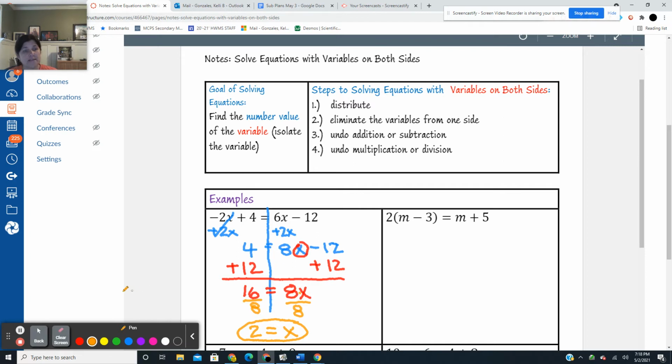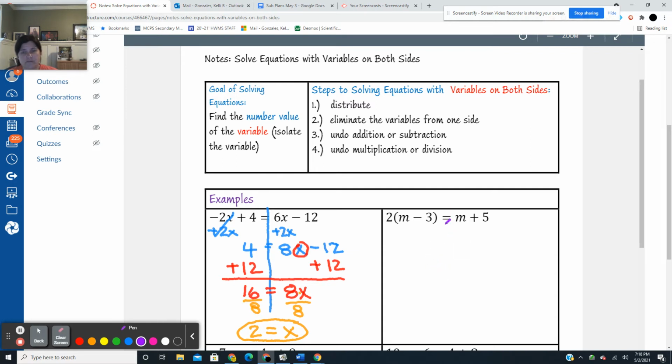All right, let's take a look at another one. So if you will copy this one into your spiral, unless you're using Kami, we have 2 parentheses, m minus 3, end of parentheses, equals m plus 5. All right, we're asked to solve this.